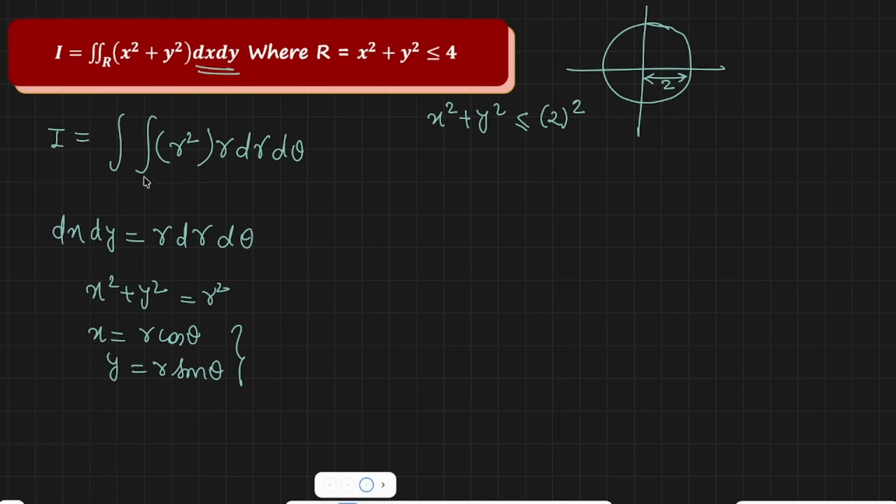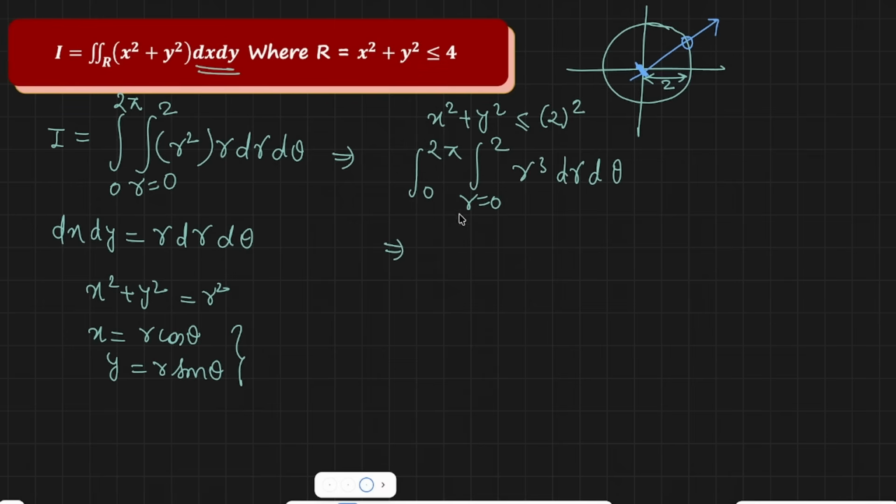What is the radius? The radius will always start from 0. The trick is that you pass the arrow from here. What is the initial value? Always it will be 0. And it goes outward up to 2, so the limit will be from 0 to 2. Theta, because it is covering the whole circle, will be from 0 to 2 pi. The angle is changing from 0 to 2 pi. So this is the integral from 0 to 2 pi, r from 0 to 2, of r cube dr d theta.